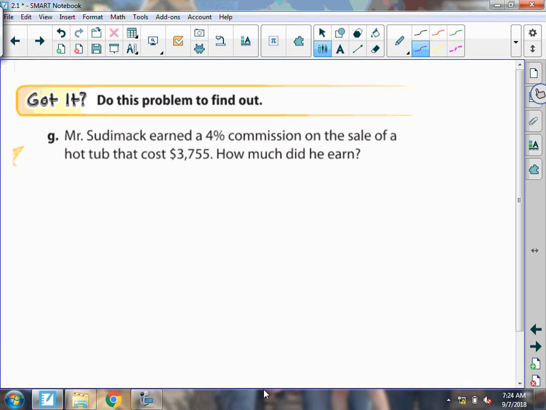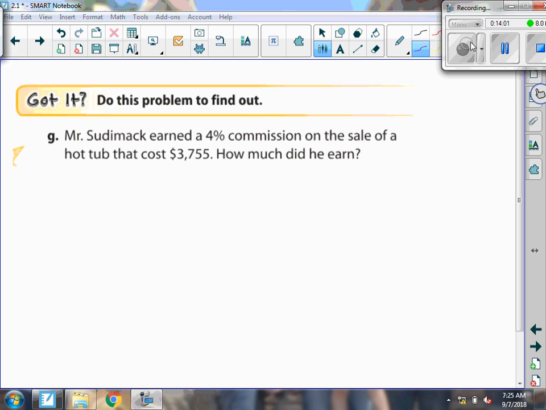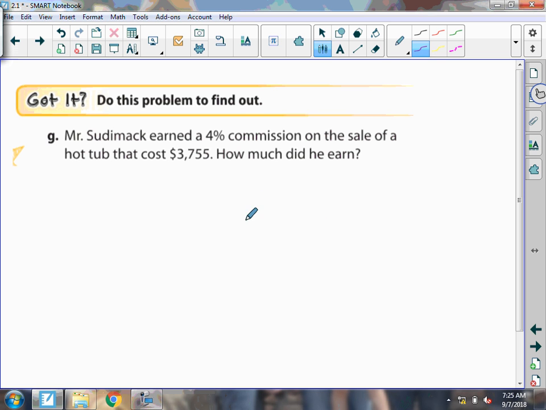Okay, go ahead and pause this and take a moment to copy this down and try your best to solve this on your own. Okay, so Mr. Sudamak earned a 4% commission on the sale of a hot tub that cost $3,755. How much did he earn? So we're going to multiply our number, 3,755, times 4%. So I have to move my decimal 2 places to the left.